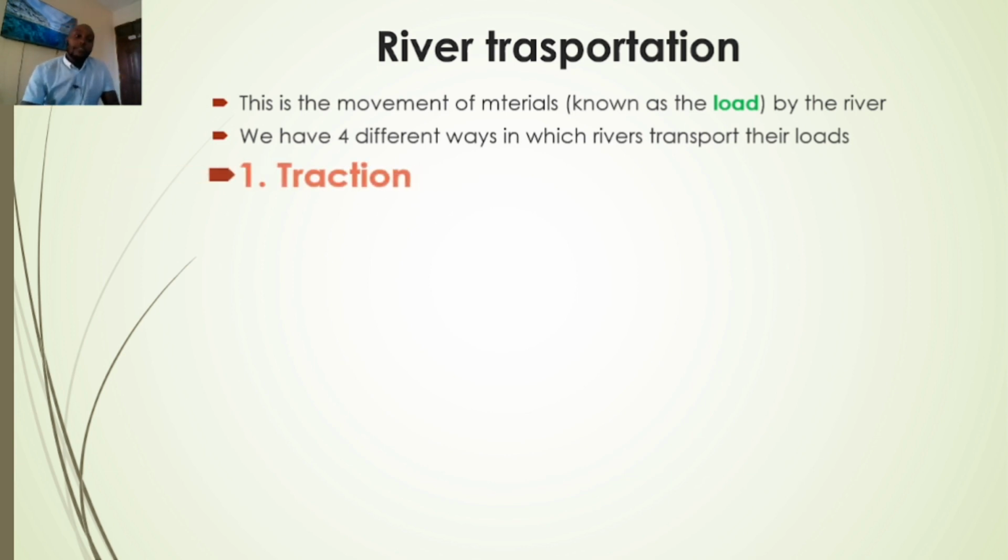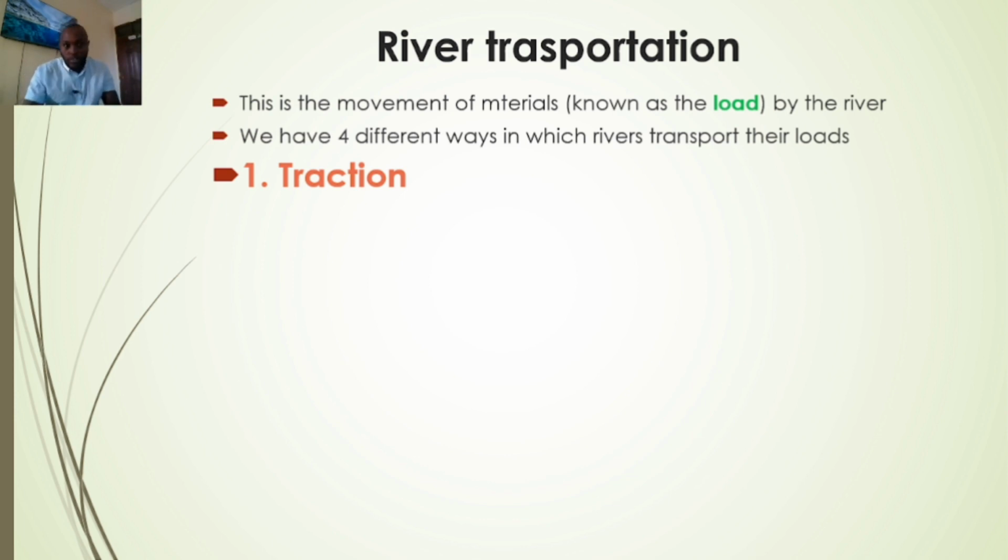So the first one is traction. Remember, transportation is written wrongly on the board, sorry for this, I'm human, so I can make errors. It is supposed to be river transportation, not transportation. Make those changes. So this is the movement of material known as the load by the river. We have four different ways in which rivers transport their loads.